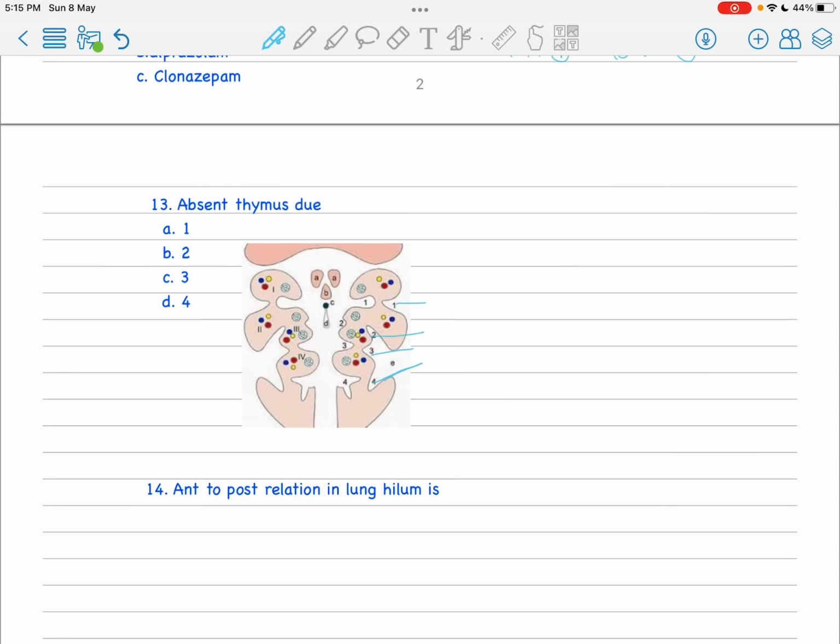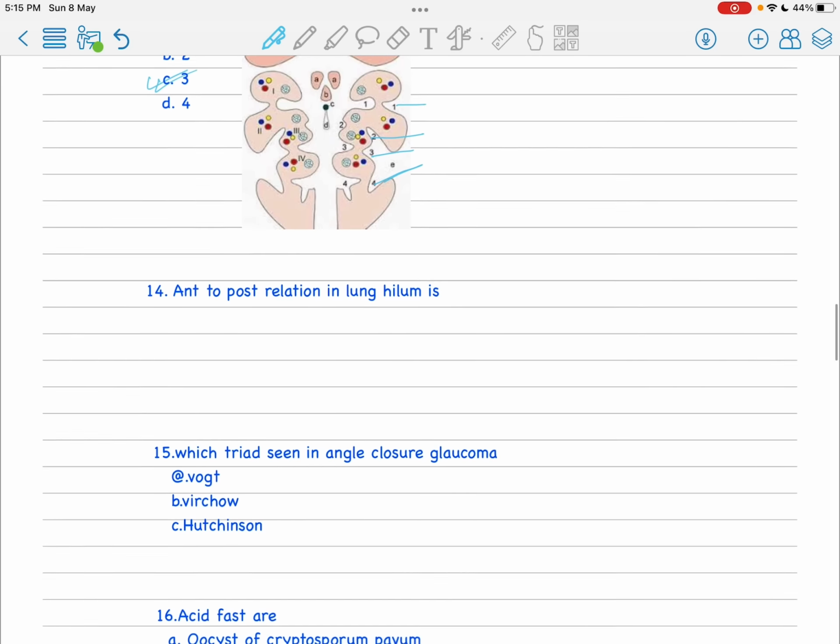And they have marked it like this is 1, this is 2, this is 3, this is 4. It should be 3 because it is from the third pharyngeal pouch, and I just remember 3 as thymus, so absent thymus is due. It is also a recall question.